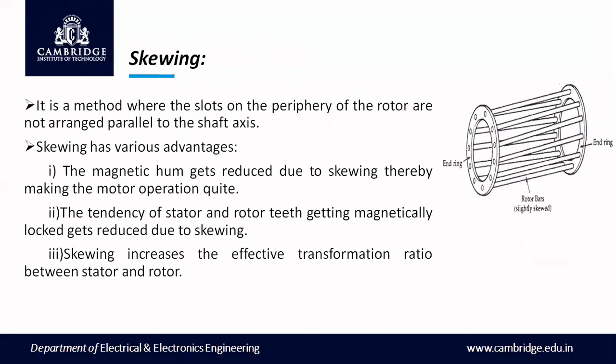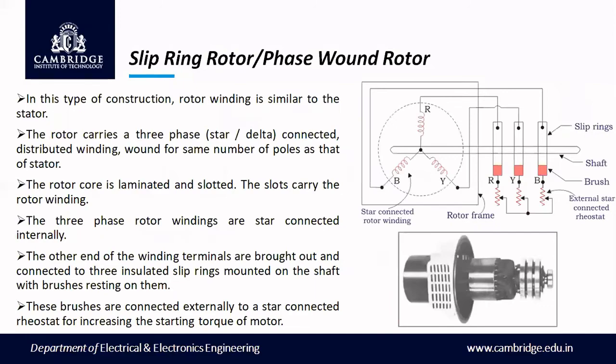Therefore if skewing is done, that is, not exactly parallelly arranged, this can reduce the magnetic locking which will happen. And skewing also increases the effective transformation ratio between stator and rotor. So between the stator and rotor, the effective transformation ratio of the rotating magnetic field takes place, so that a good EMF value will be induced. That is the advantage of skewing.